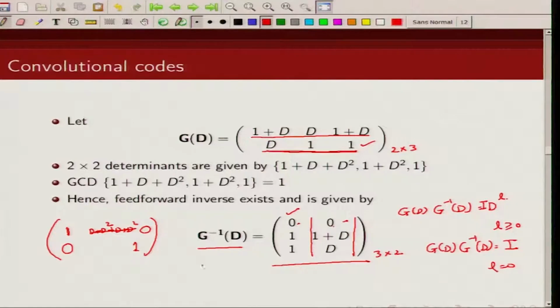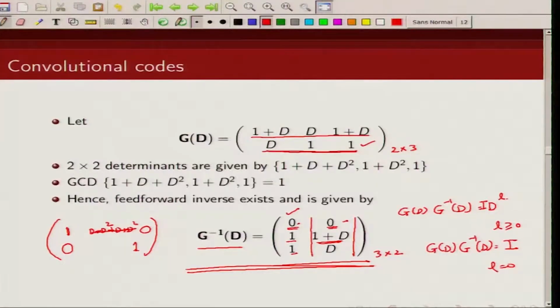So, this is an inverse for this generator matrix, and we can see that all the terms are feed forward terms, 1 by d and 1, 1. So, this is a feed forward inverse for this convolutional code with this generator matrix.